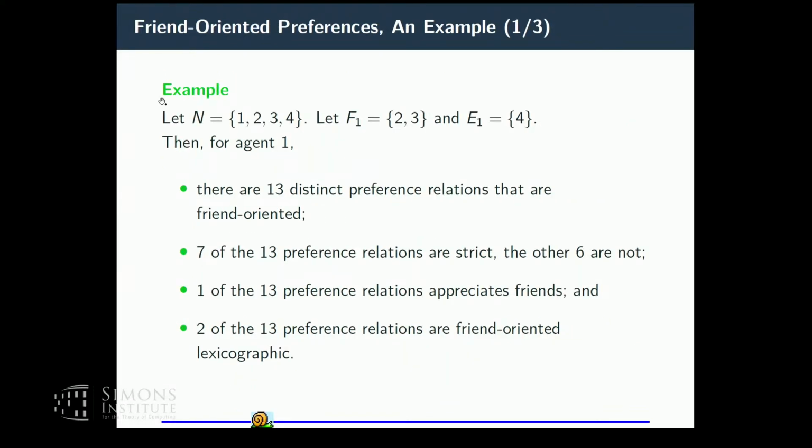Now, here's a simple example that illustrates quickly that this is a big preference domain. We have 4 agents. Agent 1 has friends 2 and 3, and enemy 4. And we're looking at the preferences of agent 1. Now, there are 13 distinct preference relations that are friend-oriented. 7 of them are strict. The other ones have some indifferences in them. One is the appreciation of friends preference relation. And of course, since this agent has 2 friends, 2 can be the best friend or 3 can be the best friend. You have 2 lexicographic friend-oriented preference relations.